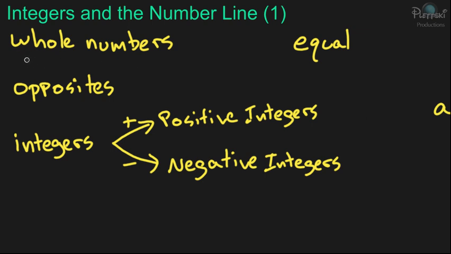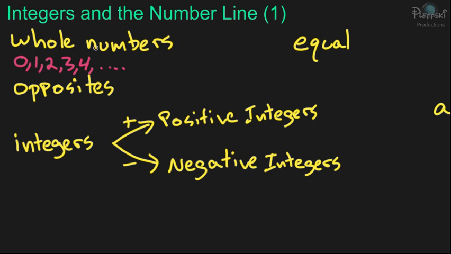What are whole numbers? Well, whole numbers are all of the numbers that start at 0 and then count up. So you start with 0 and then you go 1, 2, 3, 4, and so on. And it keeps going.